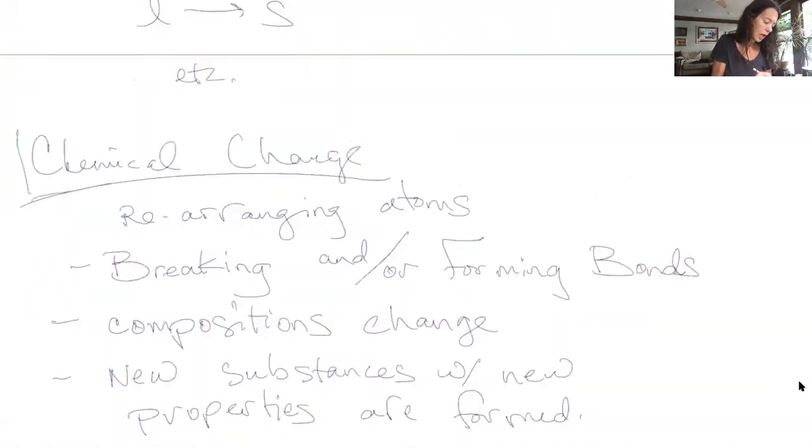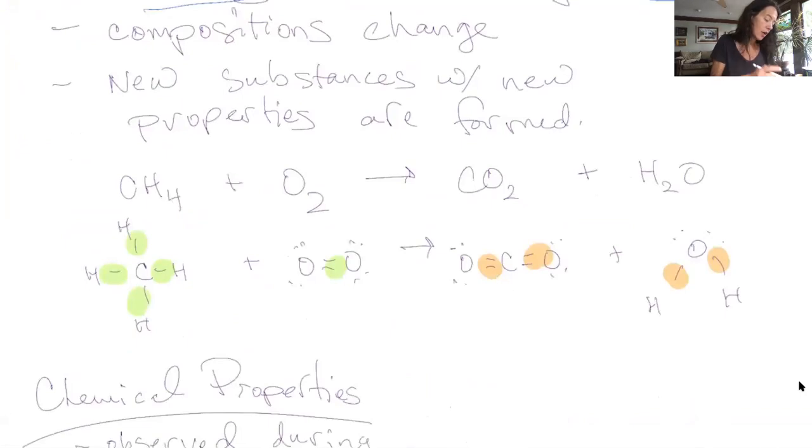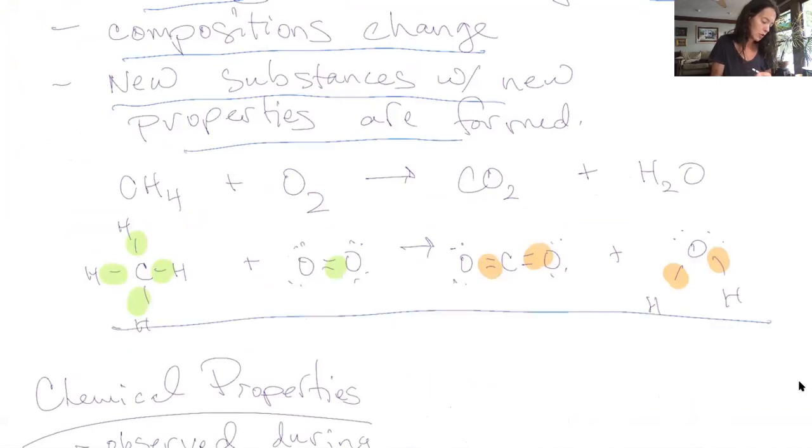In a chemical change, we see that we do have the rearranging of atoms. We're breaking and or forming new bonds. The composition therefore changes. We have new substances with new properties. And here's an example, right? We started with this and this. We ended with something totally different.